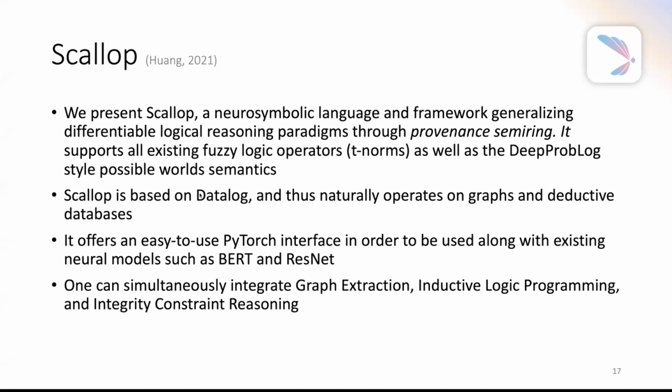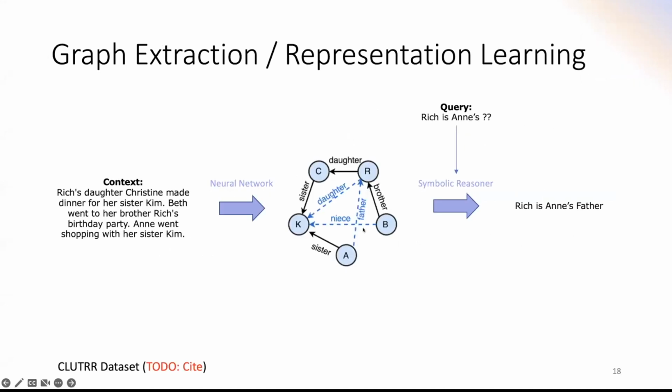And in this tutorial, we're going to talk about some interesting use cases of Scallop, which include rule learning, inductive logic programming, and integrity constraint reasoning. So let's put this task concretely into a problem. The user or the model gets two inputs. The first one is a context, which is natural language. And then the model also gets a query, which tells what is the relationship that we want to get between two people.